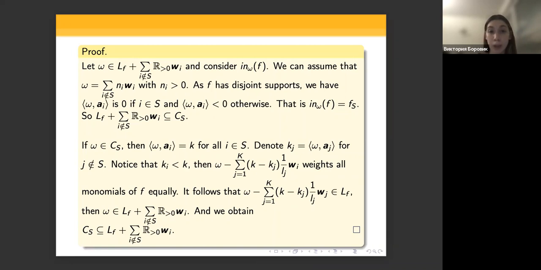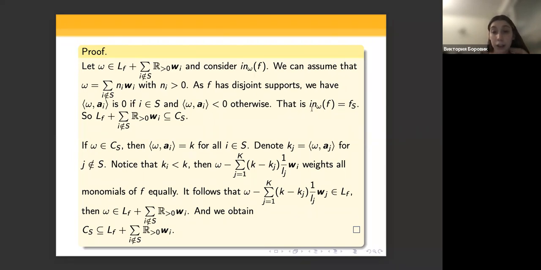And as our polynomial has disjoint supports, we have that omega with all exponents with indices in our set is 0. And omega with all other exponents is less than 0. Here I should recall the definition of this vector W sub I. We have zeros in those indices that don't belong to S, and minus ones in the others, that belong to S.